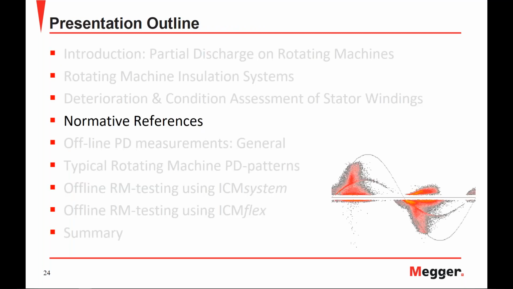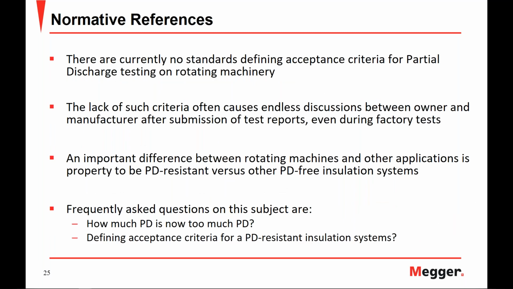Now that we've taken a look at the deterioration and condition assessment of stator windings, let's look into some normative references. While there are currently standards for high voltage equipment such as power transformers, shielded cable, and switchgear, there are currently no standards that define acceptance criteria for partial discharge testing on rotating machines. This lack of criteria often causes an endless discussion between the owner and manufacturer about proper testing and test reports.